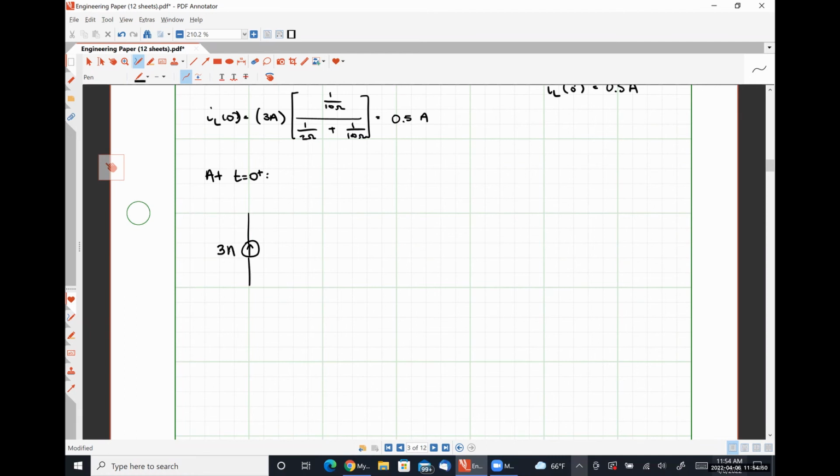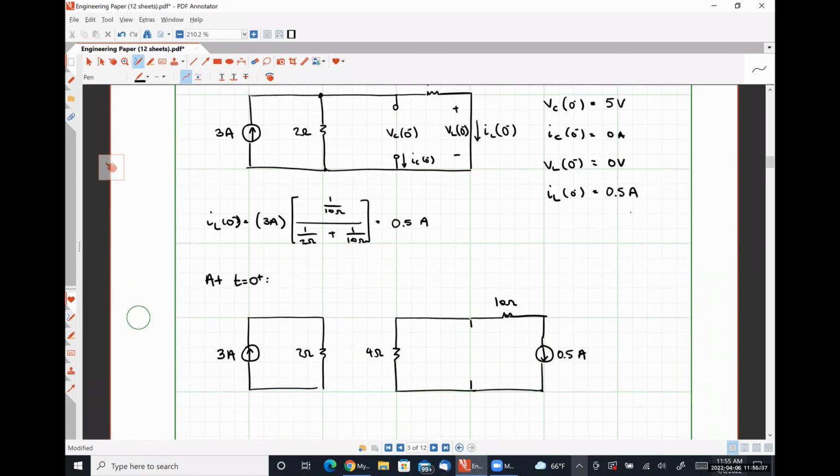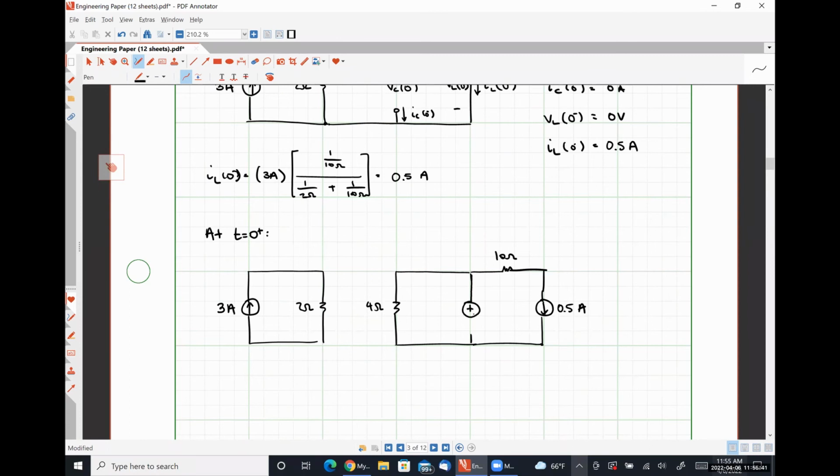we have our 3-amp source in parallel with our 2-ohm resistor. And then over here, we have a 4-ohm resistor in parallel with our capacitor. And then we have our 10-ohm resistor that is in series with our inductor. So we are going to replace the inductor with a current source having the same direction and magnitude as IL at 0-. So this is going to be 0.5 amps. And we are going to replace our capacitor with a voltage source having the same polarity and magnitude as VC at 0-, which would make this 5 volts.